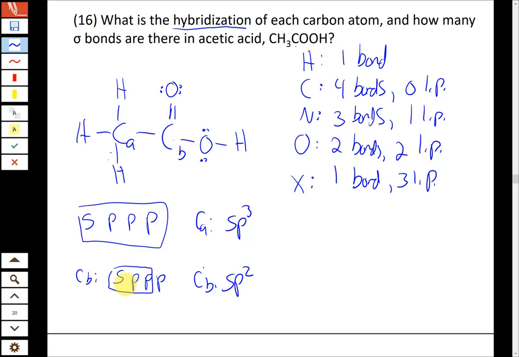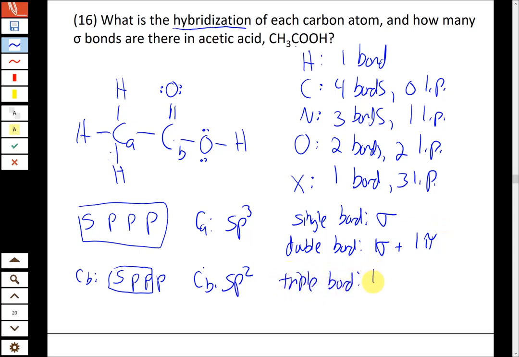And then the next question was, how many sigma bonds are there? So from the valence bond approach, if you have a single bond, that has to be sigma. If you have a double bond, that's going to be 1 of each, a sigma and a pi. And then for a triple bond, which is as high as you'll go, always 1 sigma bond and the rest pi, so this would be 1 sigma and 2 pi. So that's how you determine for each bond in the structure, is it sigma or pi?